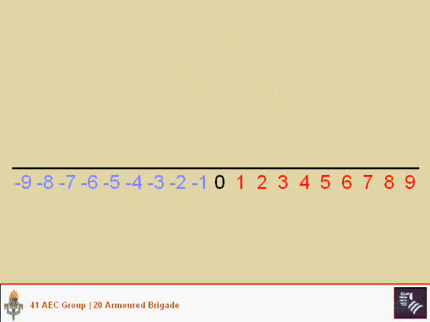Using a number line can help us to understand negative and positive numbers. As you can see, the numbers to the right of 0 are positive numbers, indicated in red. And the numbers to the left of 0 are negative numbers, indicated in blue.